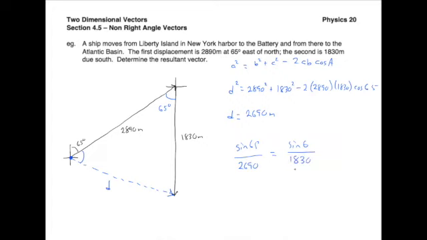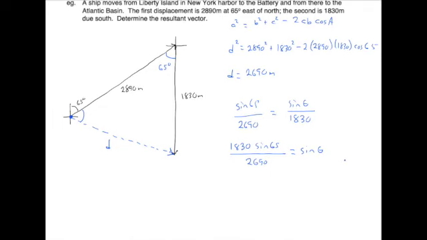So to solve that, I multiply the 1830 over. I'll get 1830 sine 65, and that'll all be over top of 2690. And that's going to equal sine of whatever the angle is that I'm looking for. So I can put those values into my calculator. And what I'm going to end up with is sine of theta is going to be equal to 0.6165.